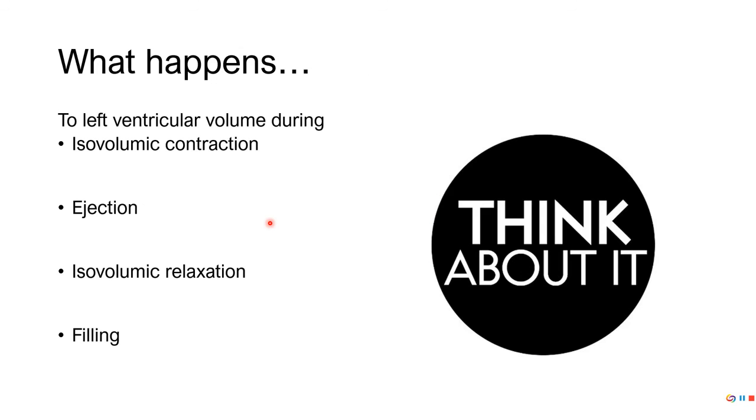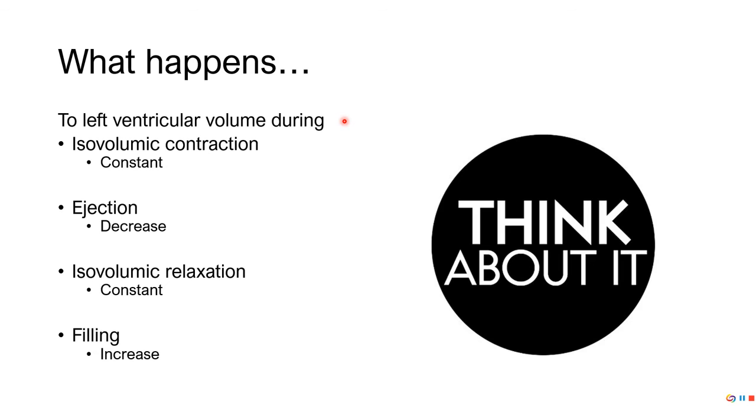All right, let's do this again. So what happens to left ventricular volume during the following phases? So isovolumic contraction, ejection, isovolumic relaxation, and filling. Isovolumic contraction, we have constant volume. Ejection, we decrease volume. Isovolumic relaxation, we have constant volume. And filling, we increase it. So what is causing these changes?